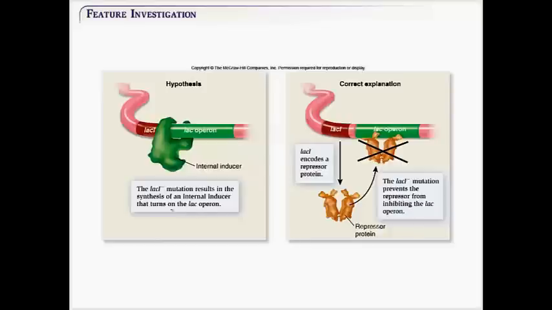So they originally thought that the lac-I mutation was encoding for a gene that helped the production of a gene that induced expression. What they actually found out is that the mutation prevented the repressor from inhibiting the lac operon. And hopefully you can see those are two very different things. Rather than having another protein be able to bind and help transcription, it was simply a function of the repressor no longer being able to bind.